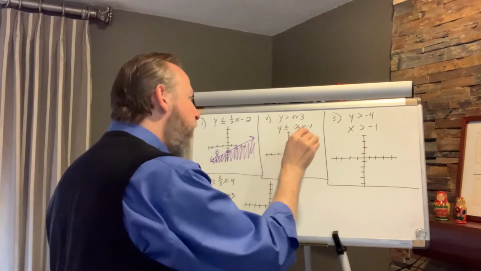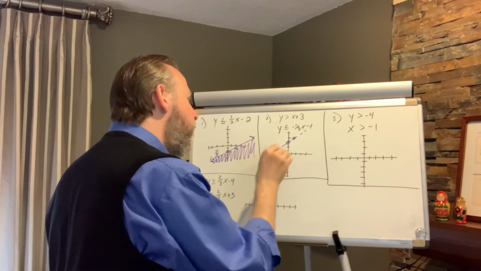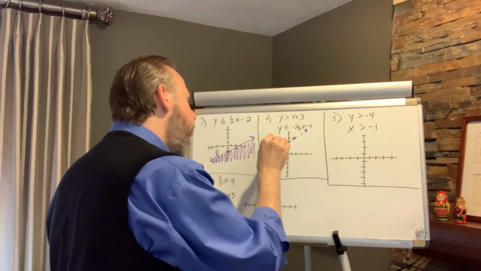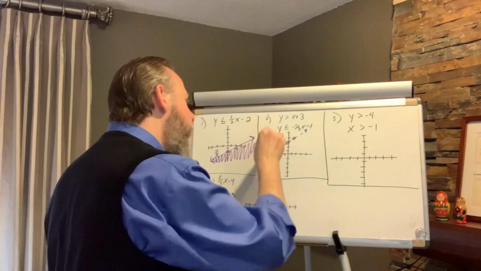For my second system, I have an intercept of +3 and a slope of 1, up 1/1. It says greater than, not or equal to. So it's a dotted line. And I'll put my figure on there. And he says greater than, so it's shading above him.